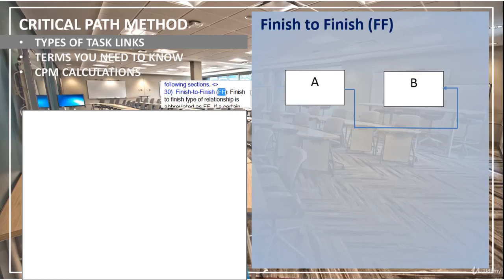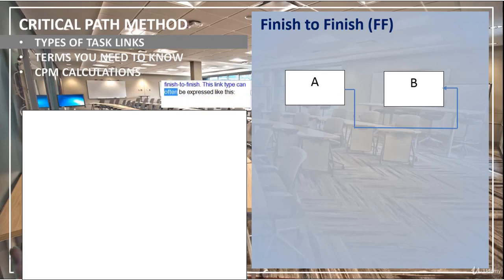Finish to finish. Finish to finish type of relationship is abbreviated as FF. If a certain task and another task are ending at the same time, these tasks have finish to finish link. If we go back to our coffee example again, let's assume that our objective is to prepare a coffee during a commercial break on television. Here, preparing the coffee task and end of the commercial break task will be linked with finish to finish.